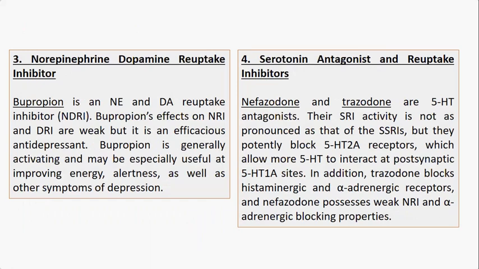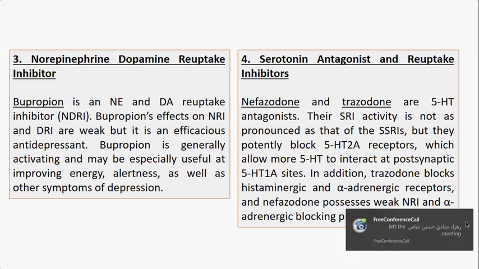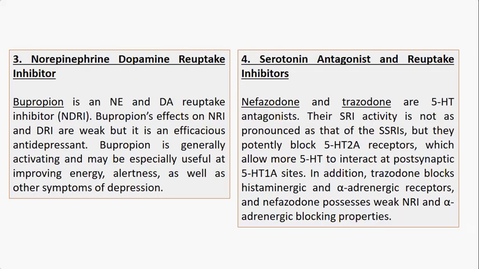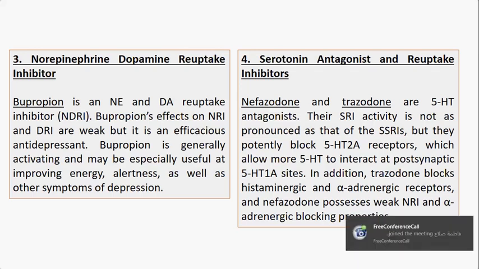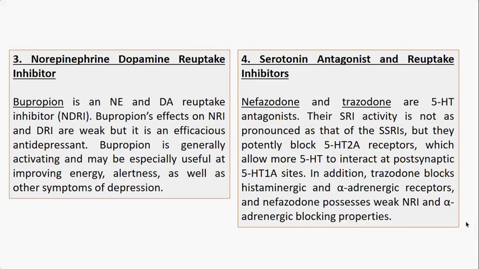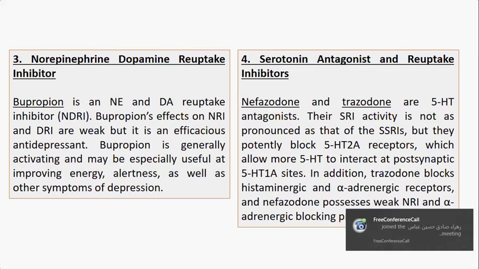The third class is the norepinephrine dopamine reuptake inhibitor. مثل ما تتذكرون بداية المحاضرة أيضا واحد من النيوروترانسميترز اللي قلنا إنه تلعب دور بتطور الميجور ديبرسيف ديس أوردر هو الدوبامين. إذا هذا الكلاس هو norepinephrine dopamine reuptake inhibitor. We have the bupropion, a drug that belongs to this class. It is a norepinephrine and dopamine reuptake inhibitor.